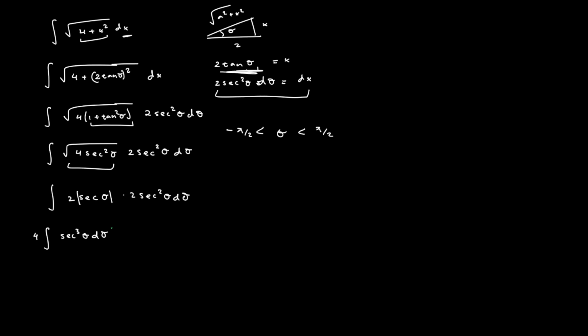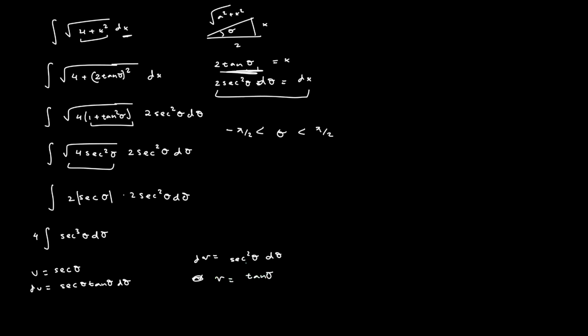And so the way that we will do that is we will approach this using integration by parts. So we'll treat u as equal to secant theta. That means du is equal to secant theta tangent theta d theta. And dv is simply equal to secant squared theta d theta. That means v is equal to tangent theta.